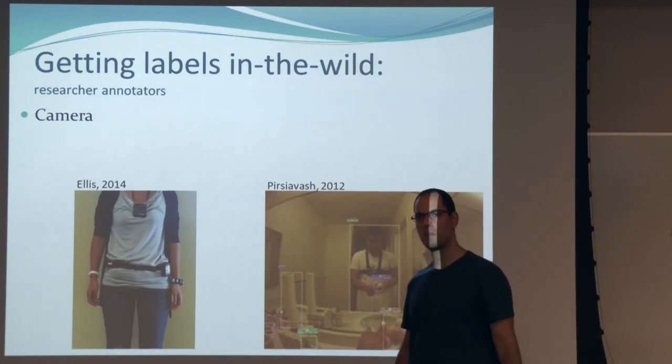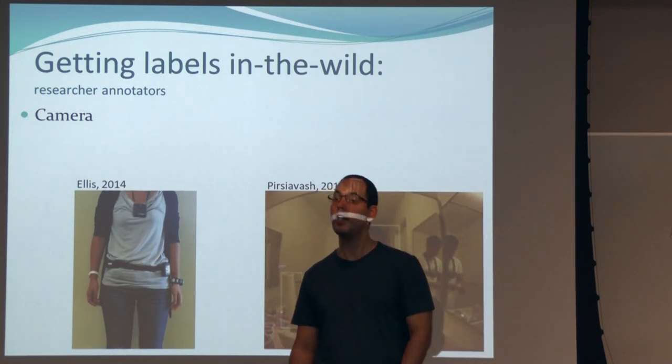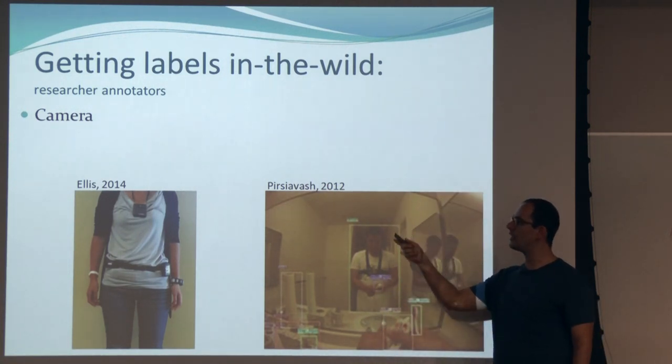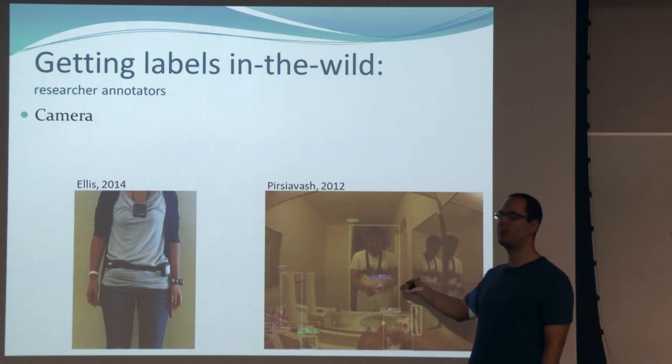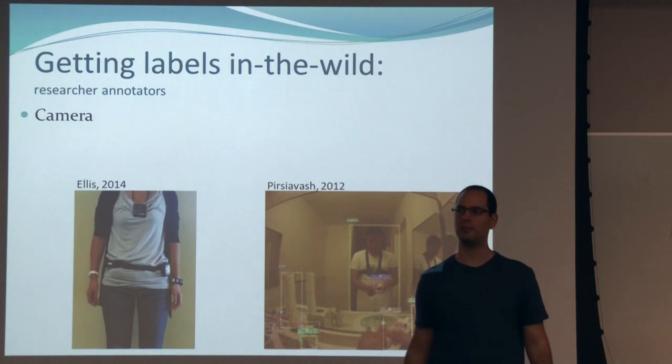Yeah? There's a lot of violations of privacy. Right. Privacy is a big issue. When you're using researchers as annotators with images, then you're violating the privacy not only of the participant, but also of other people surrounding them. Yes, what else? Other strengths.